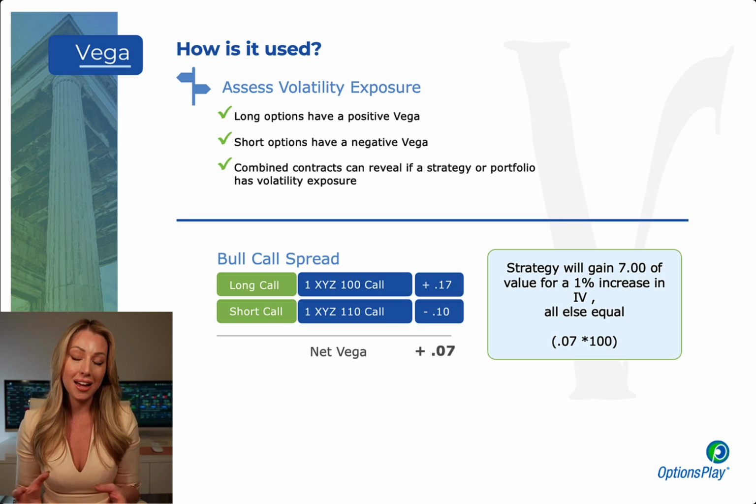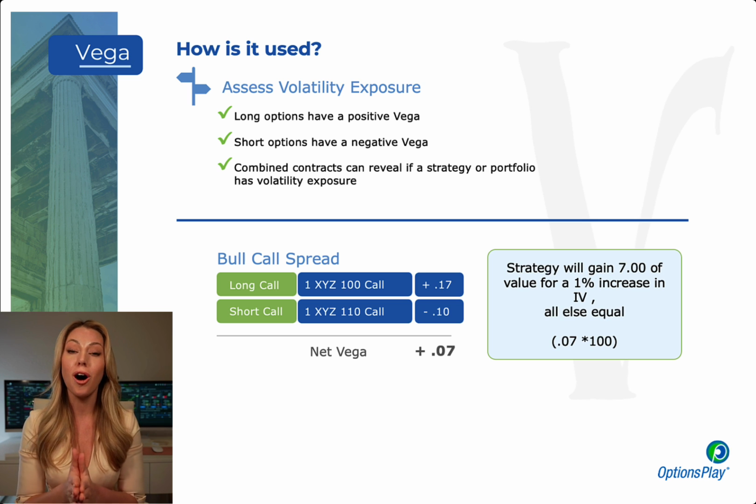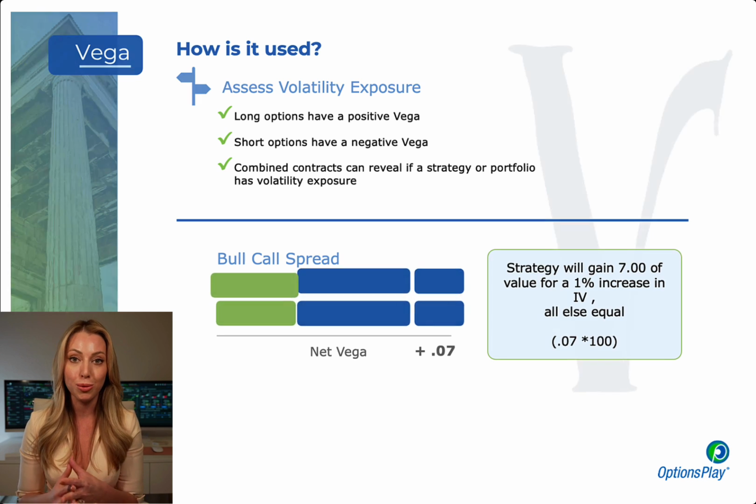So we can combine together strategies or even portfolios to reveal if we have a negative or positive volatility exposure. A great example is volatile times. Remember, options benefit from an increase in implied volatility. So if we expect an increase in implied volatility, that's an optimal time to go long. Whereas if we expect a decrease in implied volatility, then that's an optimal time to go short. And that's how net Vega can give us an idea if we have exposure to volatility or not. We want to structure our trades in optimal environments.